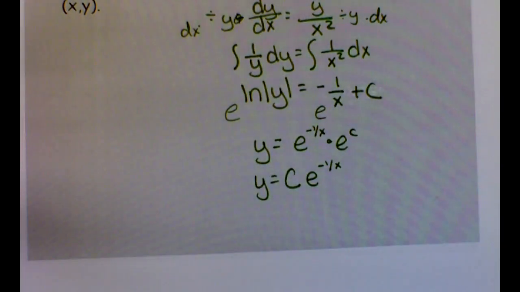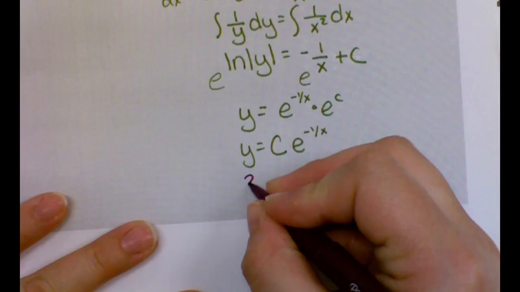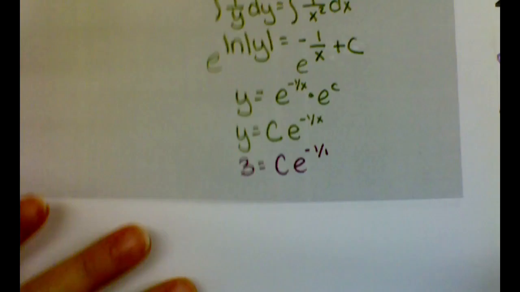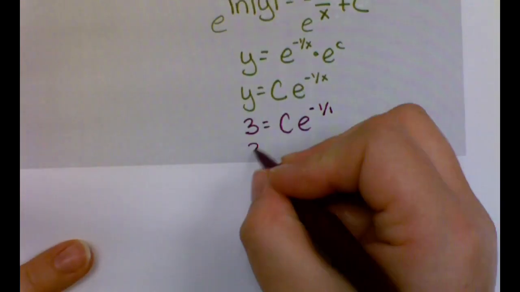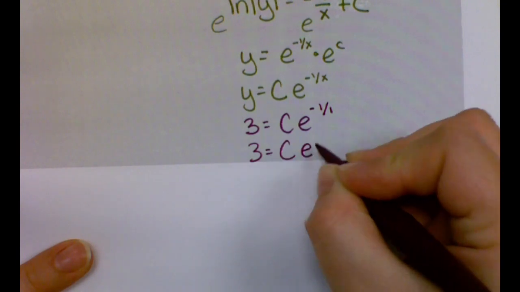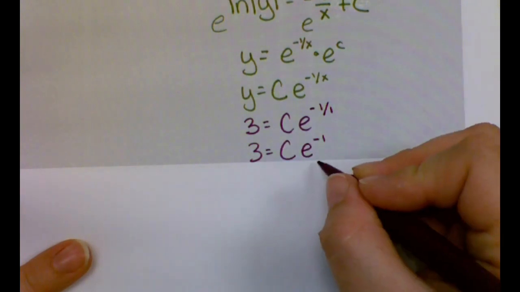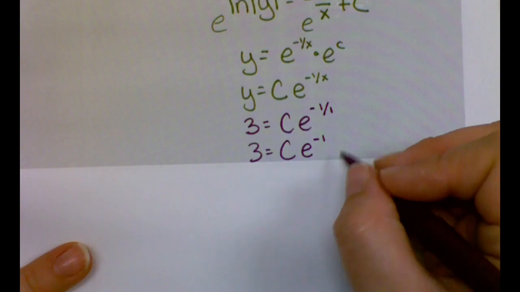But wait, there's more. This problem gave me an initial condition, the point (1, 3). So 3 is y, x is 1. So that means 3 equals c times e to the negative first power, which means I will divide by e to the negative first power, which is multiplying by e.